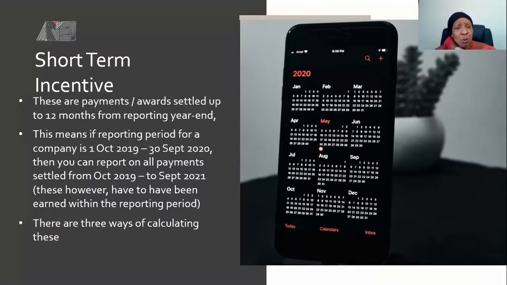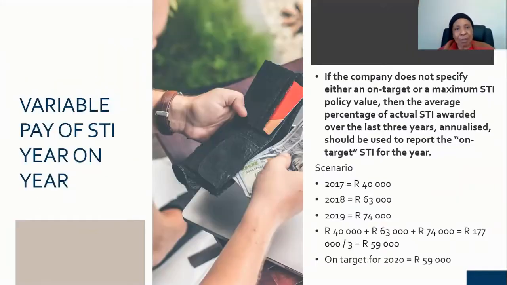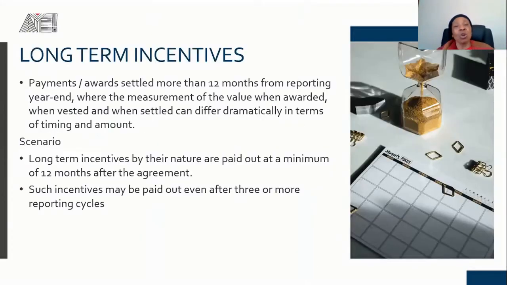There are three different ways in which it is recommended that employers would report their short-term incentives, and I'll go through each one of them individually. I'm now going to move on to discuss long-term incentives. Long-term incentives really apply more to companies that are large organizations. Mostly these would be JSE listed organizations.